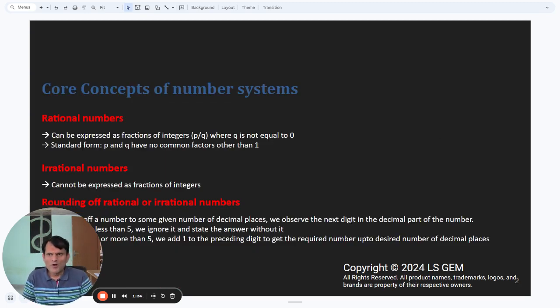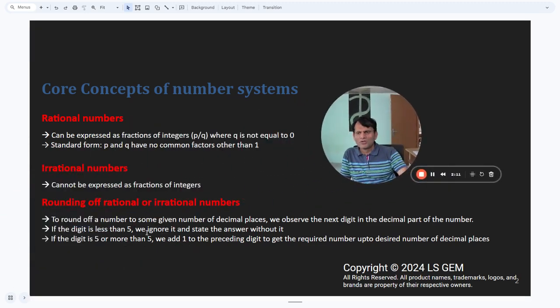So what are rational numbers? Rational numbers can be expressed as fractions of integers like p by q, where q is not equal to 0. And it can be written in standard form, where p and q have no common factor other than 1. An irrational number cannot be expressed as a fraction of integers.